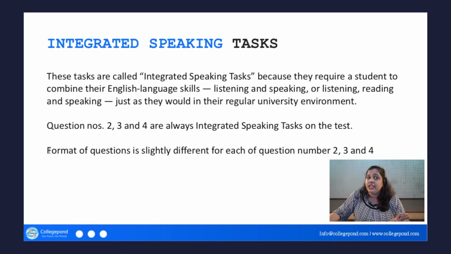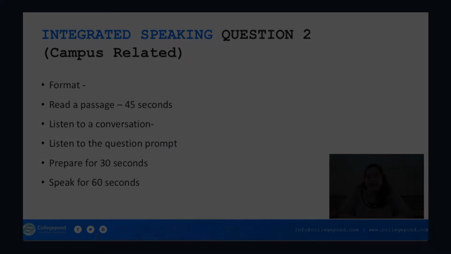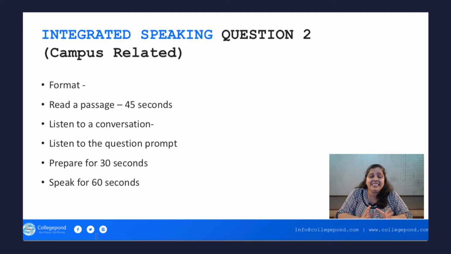The format of each of these questions is slightly different, and we are going to talk about the format in each slide. Whenever we are talking about that particular type of question, we will show you how exactly that question is different. Let's try to understand what the integrated speaking question number 2 is all about.